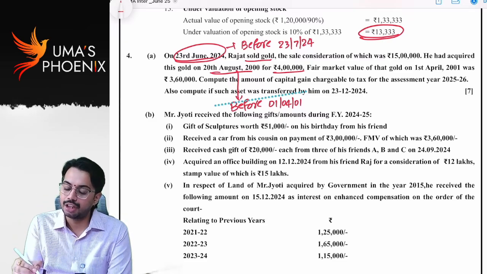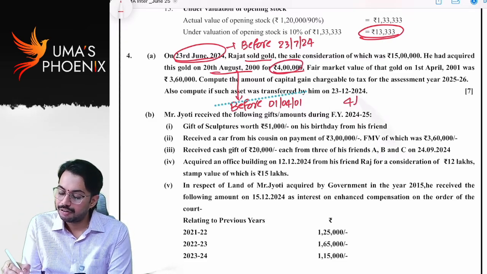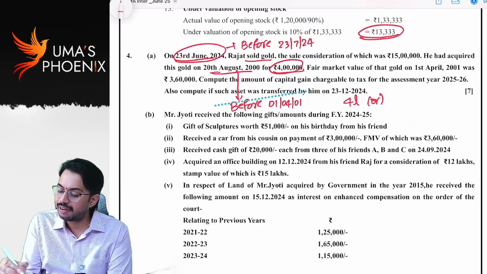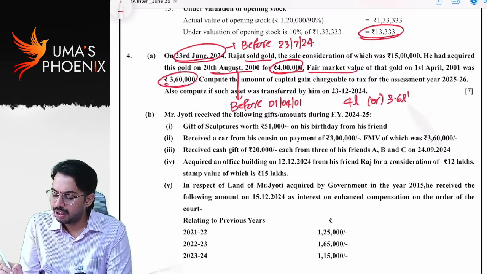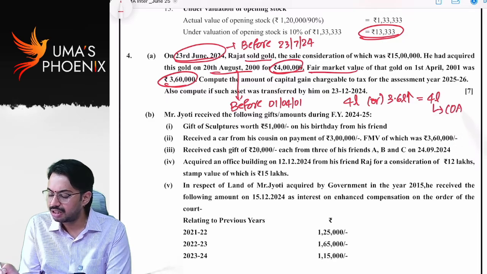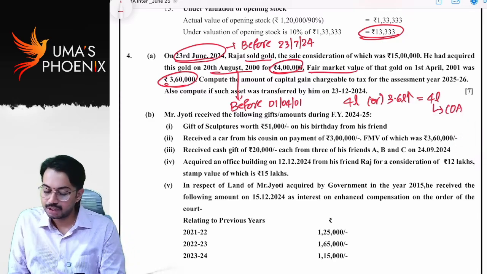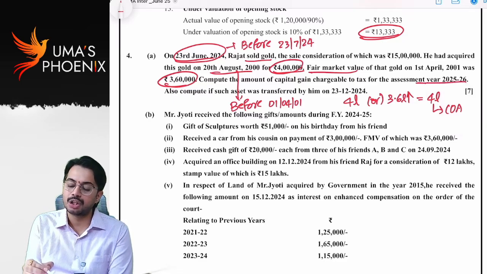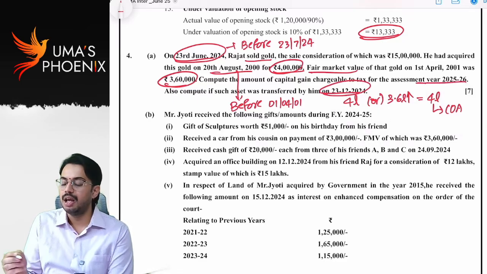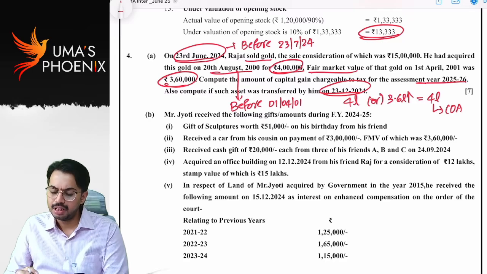How much is actual cost? Actual cost is 4 lakhs. Fair market value as on 1st April 2001, 3 lakh 60,000. Whichever is higher means 4 lakhs. 4 lakhs is to be taken as cost of acquisition. So compute capital gains for assessment year 25-26. Also compute if such asset was transferred before 23rd December.